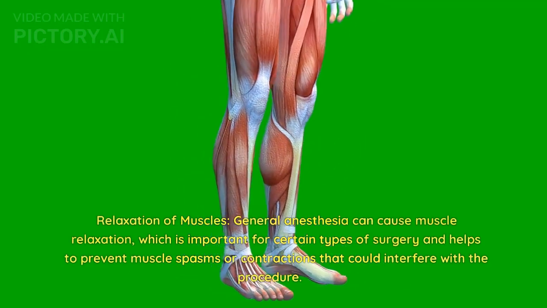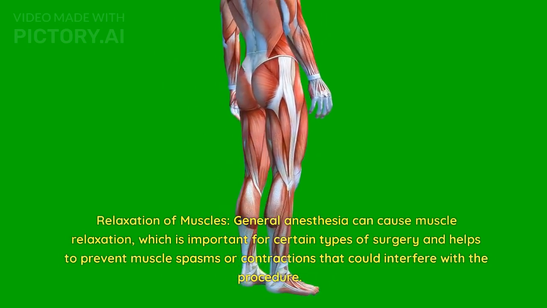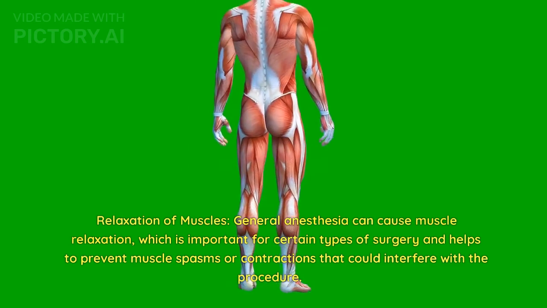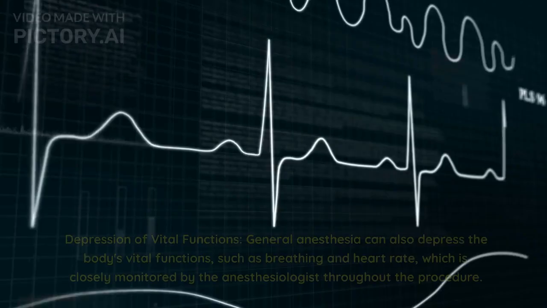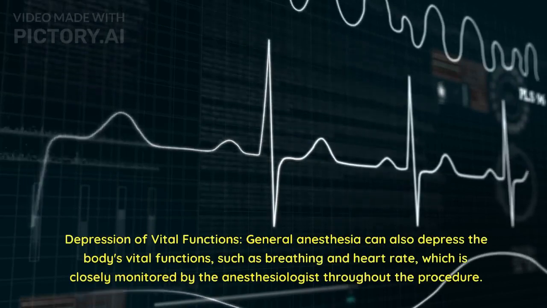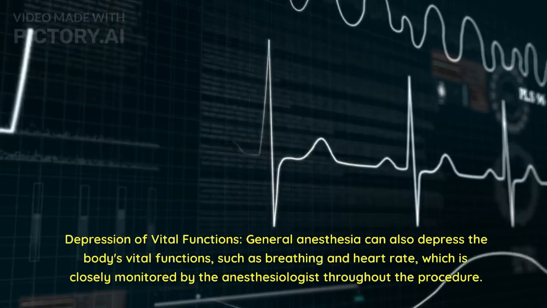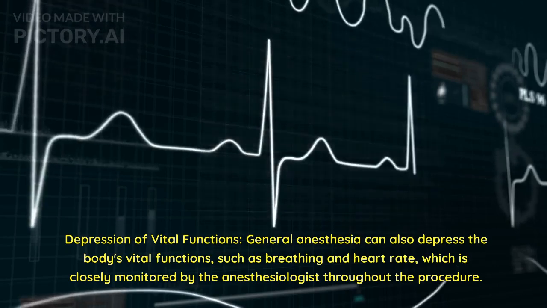General anesthesia can cause muscle relaxation, which is important for certain types of surgery and helps to prevent muscle spasms or contractions that could interfere with the procedure. 4. Depression of vital functions. General anesthesia can also depress the body's vital functions, such as breathing and heart rate, which is closely monitored by the anesthesiologist throughout the procedure.